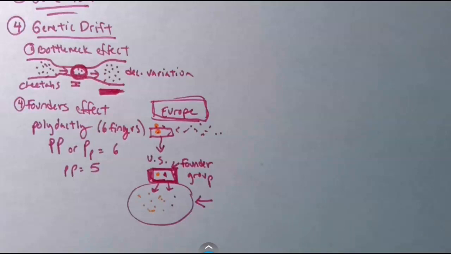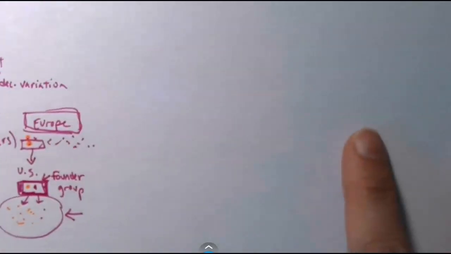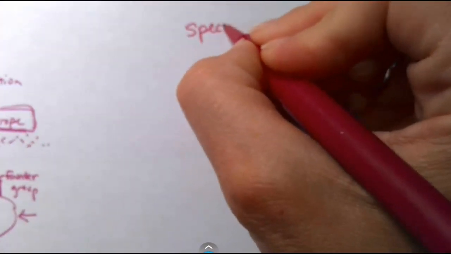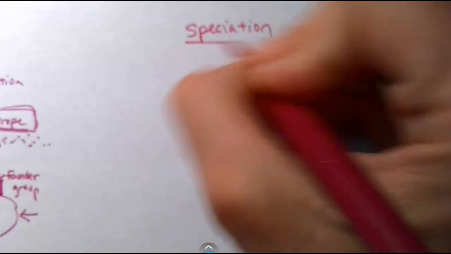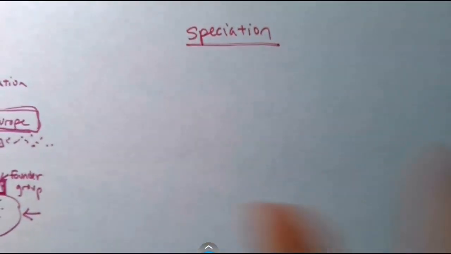The other confusion a lot of people asked me about was speciation. So let's move on to speciation. Speciation is the evolution of a new species. To have speciation, you have to have some sort of reproductive barrier, because you want to restrict gene flow.